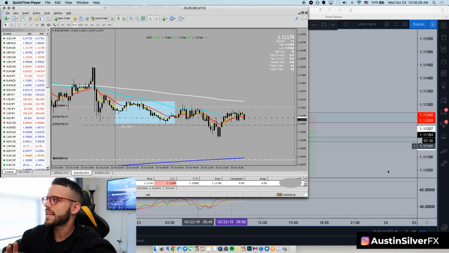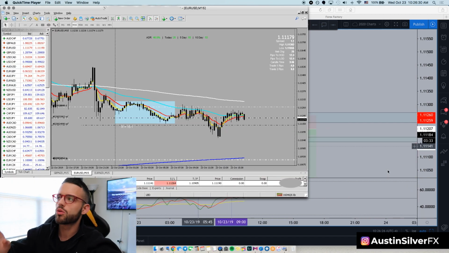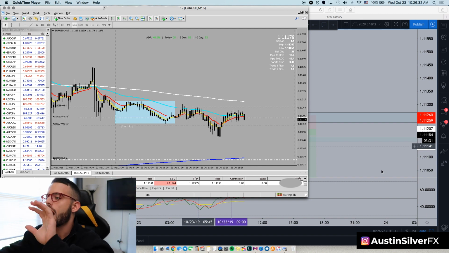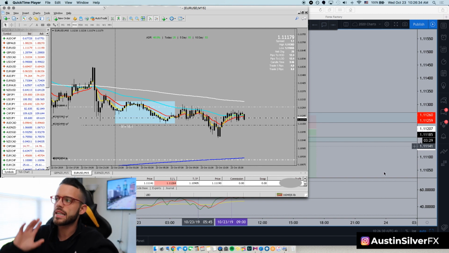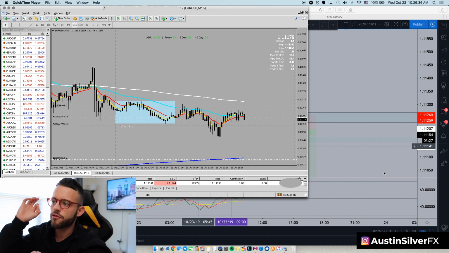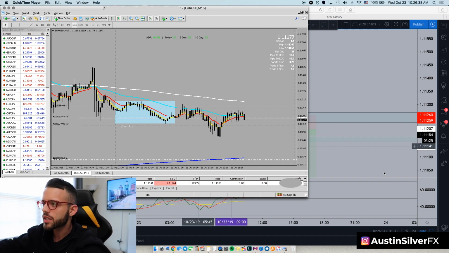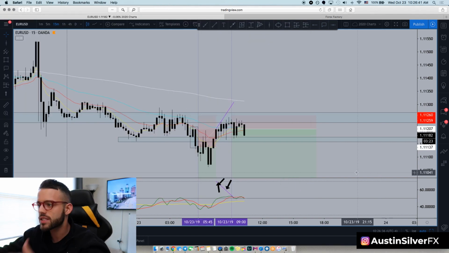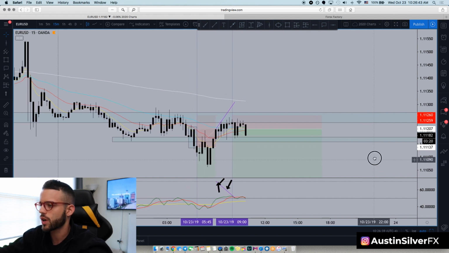Okay guys, it is 10:27 almost. We're approaching the 10:30 close, I wanted to just update you guys on the trade. As you can see, I'm down about 5 pips from that first entry, and I'm just moving into profit on the second entry. So we've been sitting through the consolidation here, if we take a look at TradingView.